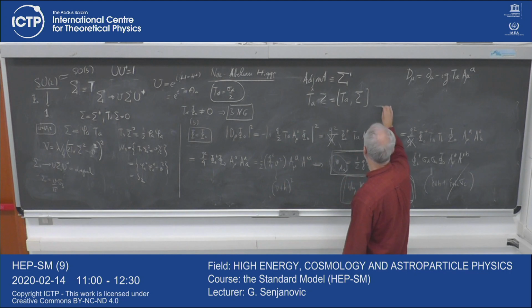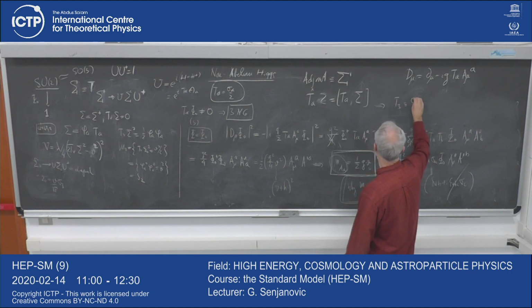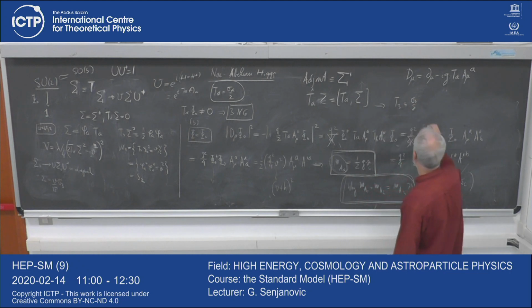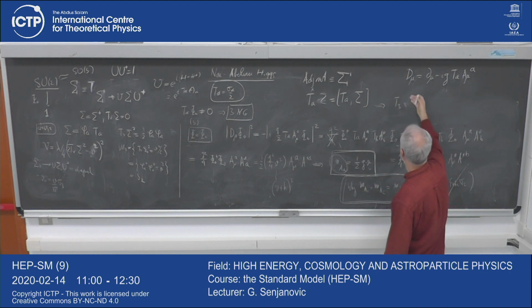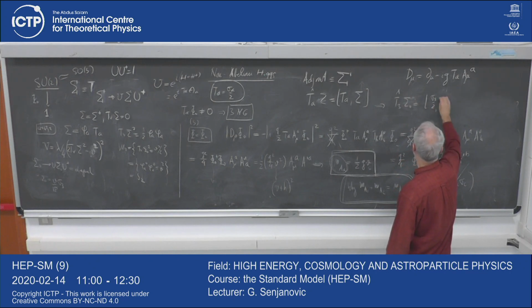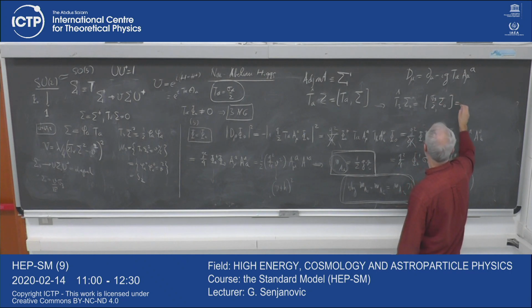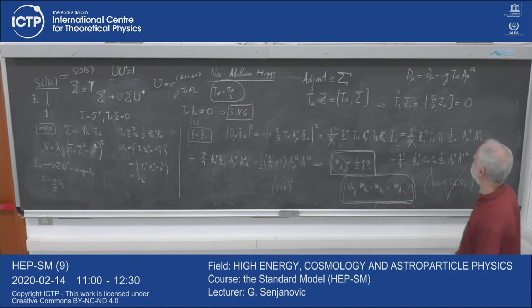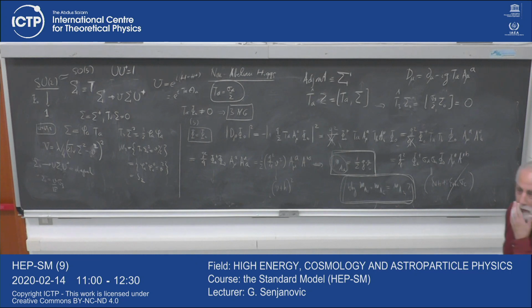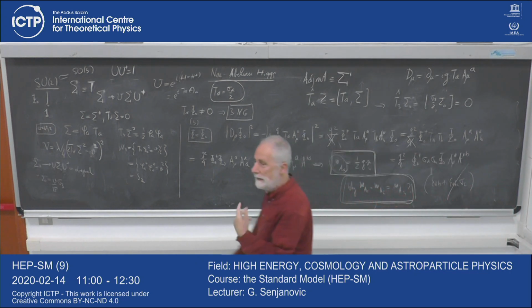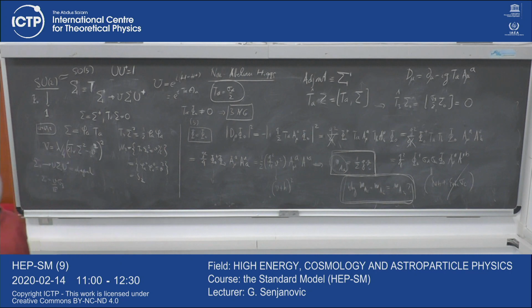And therefore I conclude immediately that T3, which is sigma 3 over 2, that T3, when it acts on sigma 0, which is sigma 3 over 2, sigma 0 is 0. Sigma 3 commutes with itself. That is my unbroken generator. So I expect 2 massive gauge bosons.